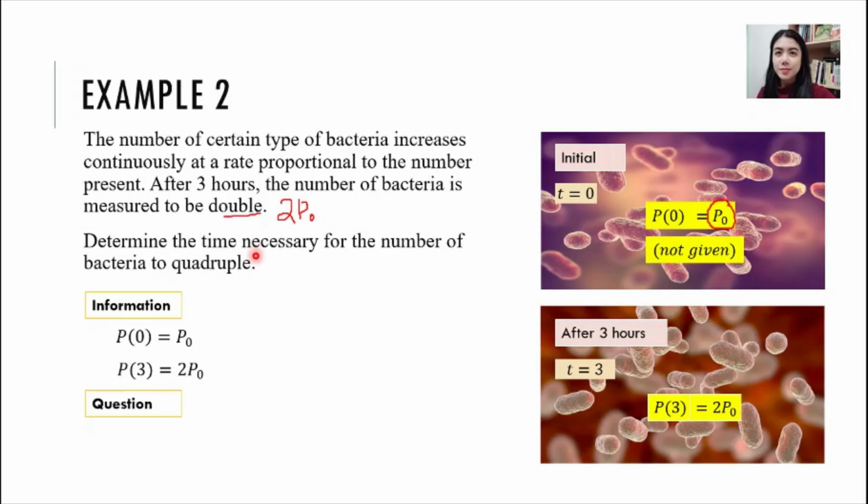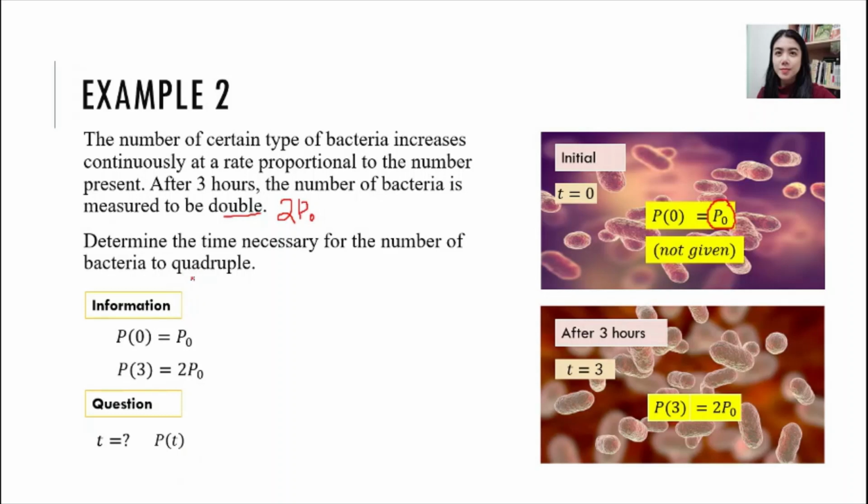Okay, so when we're talking about the time necessary, it means that they ask you to look for t equal to question mark. You have to identify the time, so we let t equal to some question mark, and for the number of bacteria to be quadrupled, it means that the population at time t, so P(t), is quadrupled.